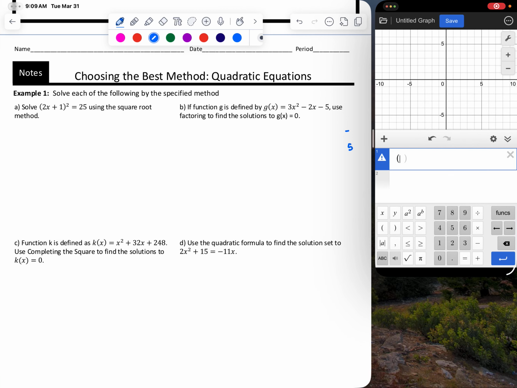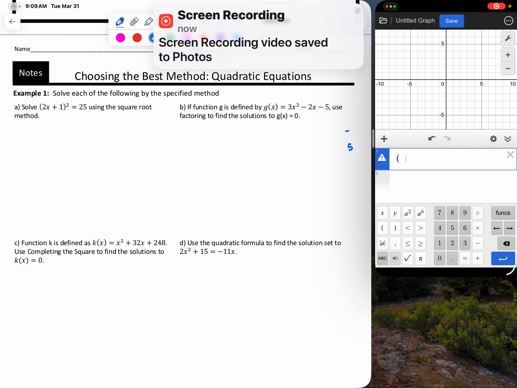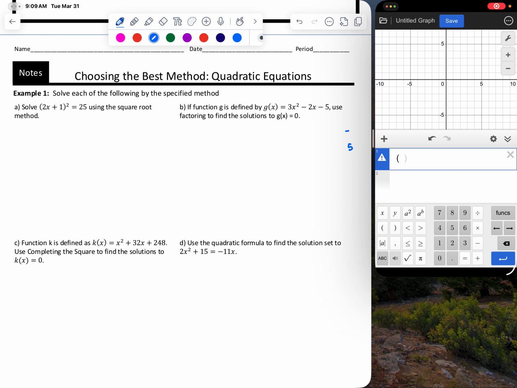In today's lesson, we will be learning to solve all types of quadratic equations, and then we'll learn how to choose the most efficient method. So in example 1, we're going to review all of the different methods we've learned to solve, and then in example 2, we'll learn how to choose the most efficient method for each equation.